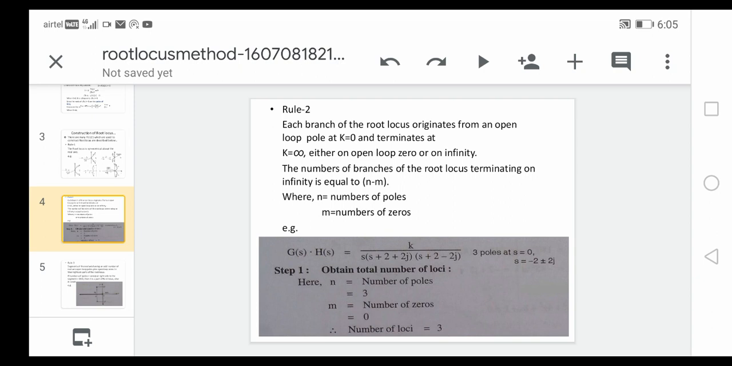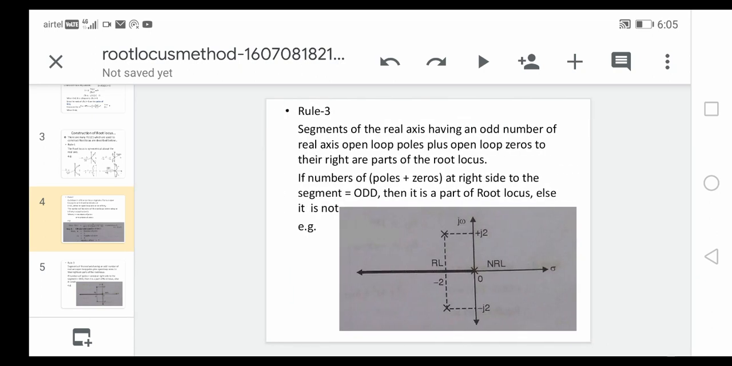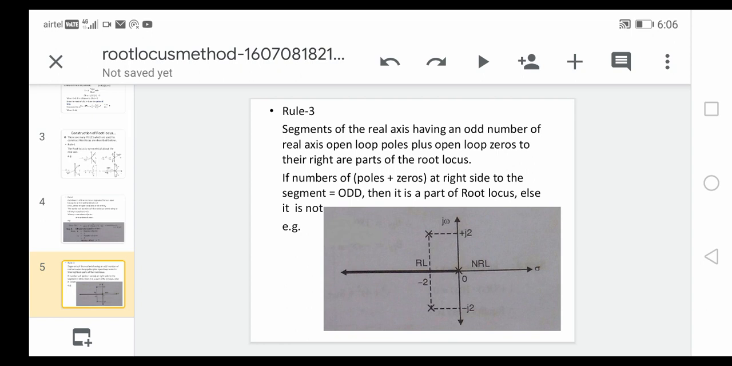Here the number of poles is 3. The number of poles is represented with n, and the number of zeros is represented with m. That means the number of root locus branches will be 3. In rule 3, you need to find out that a segment of the real axis having an odd number of real axis open loop poles and open loop zeros to its right is part of the root locus. If the number of poles plus zeros to the right side of the segment is odd, the segment is a part of the root locus, else it is not.